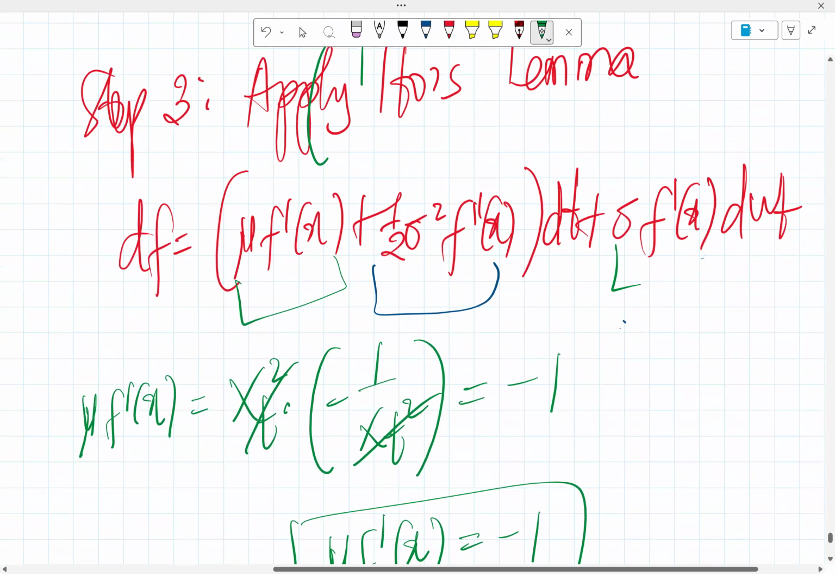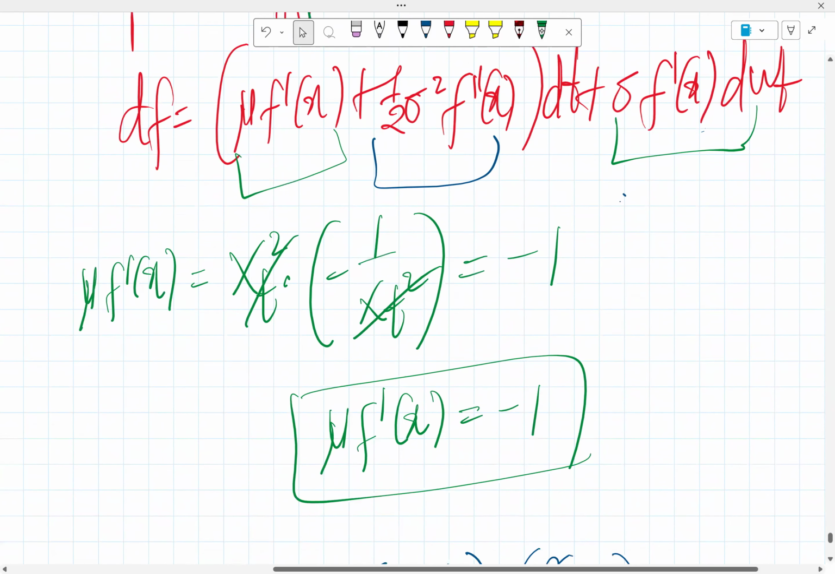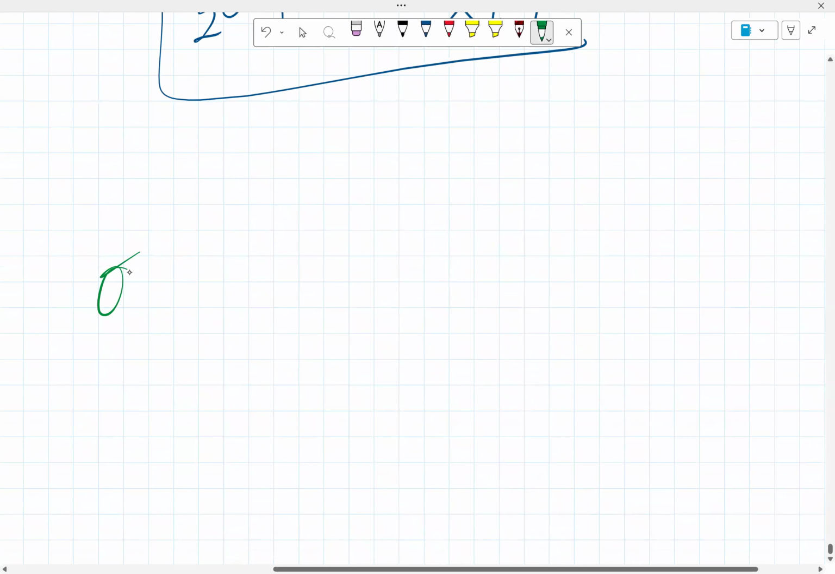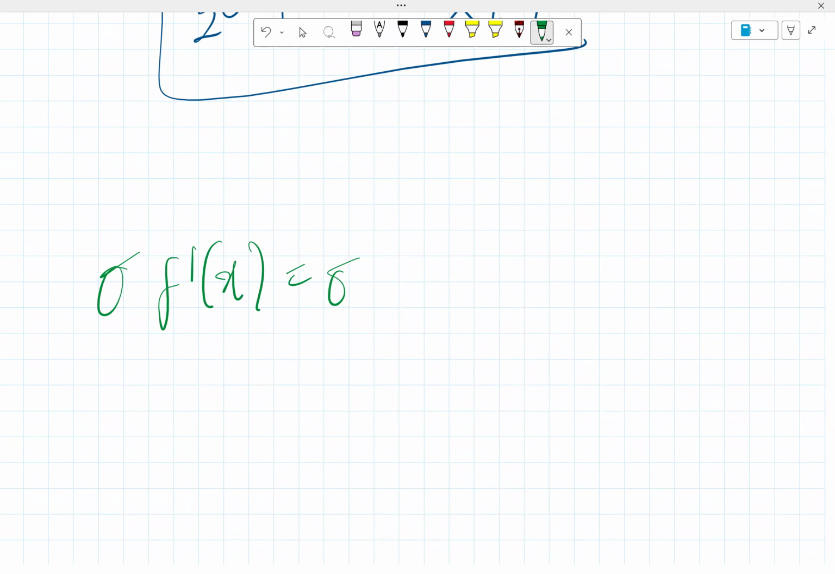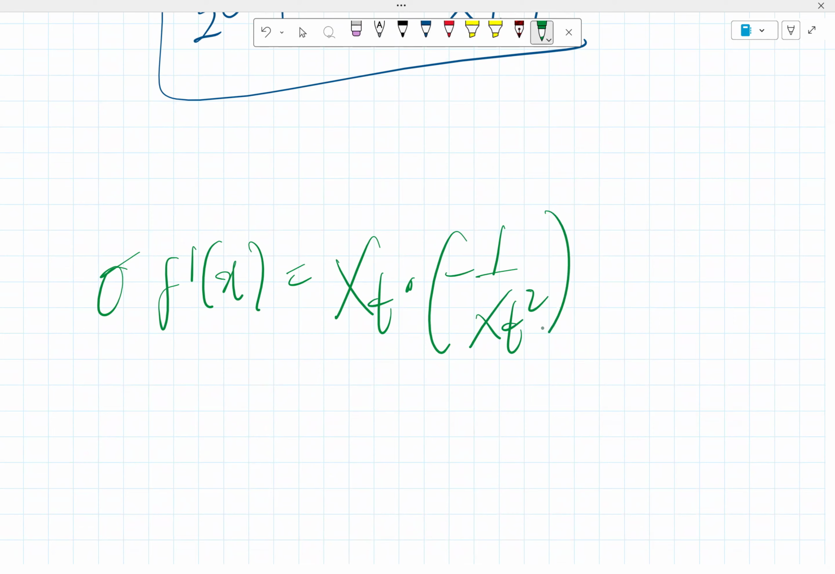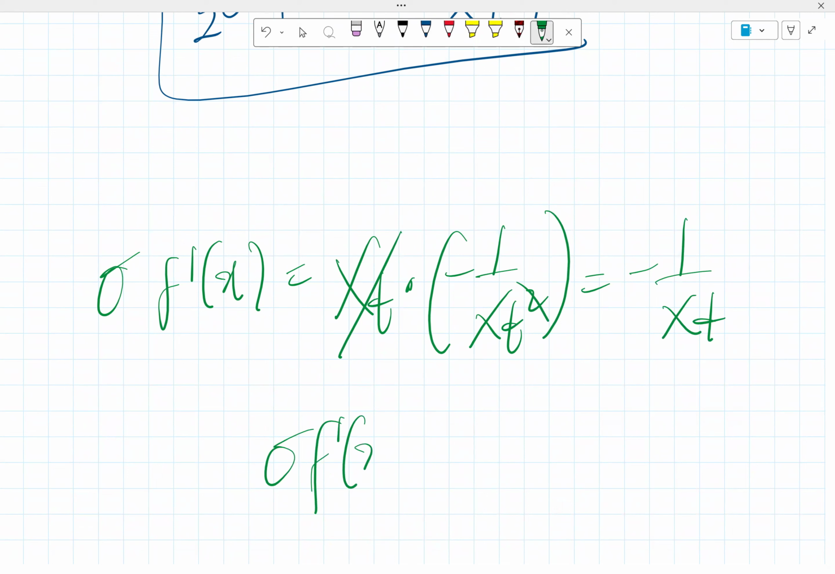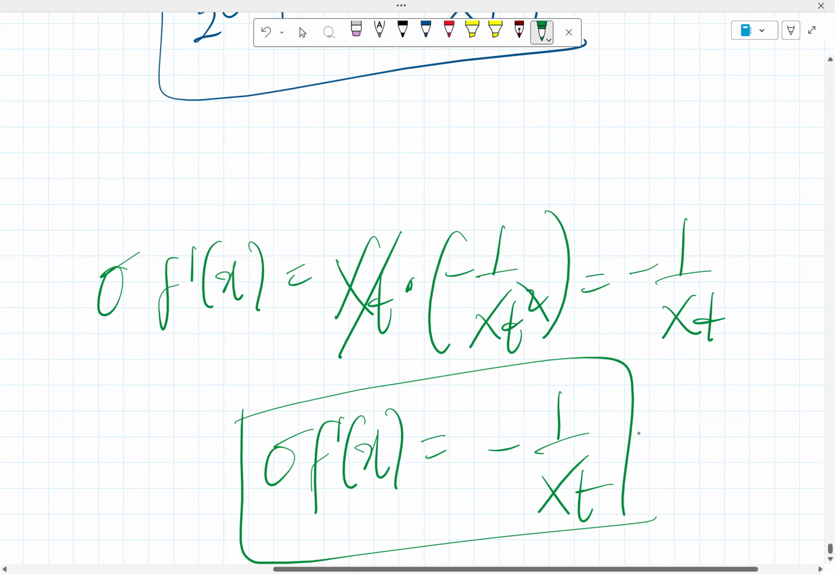So for this term now, we have sigma f prime of x. So that is sigma f prime of x. Sigma is xt as identified. Then f prime of x is minus 1 over xt squared. So one of these cancels this. So we have minus 1 over xt. So that is sigma f prime of x is equal to minus 1 over x sub t. So we have all of that too.